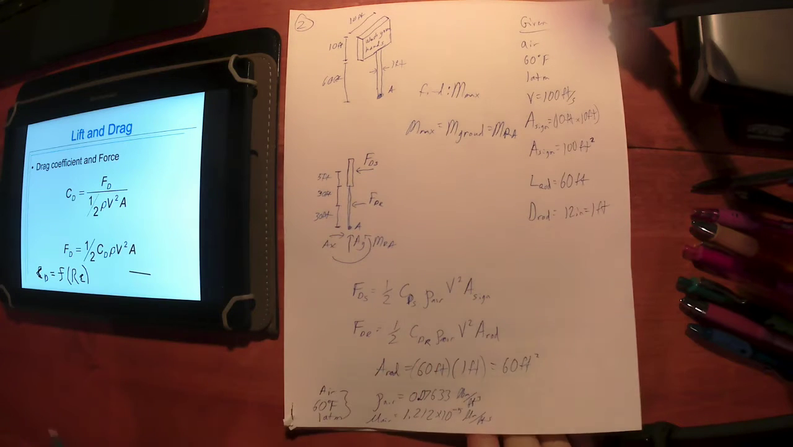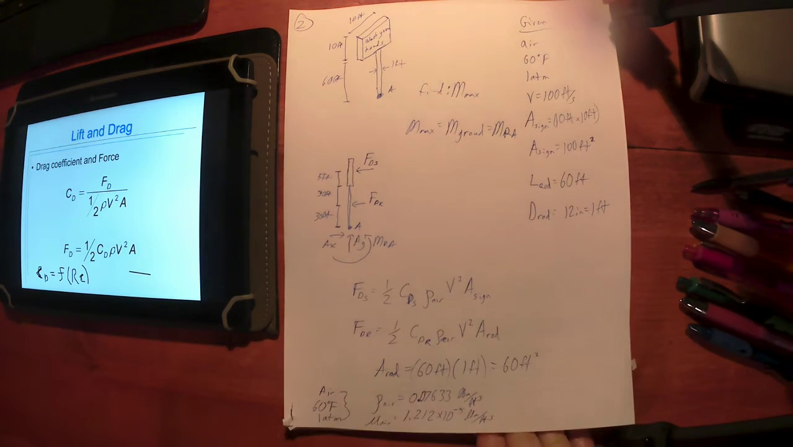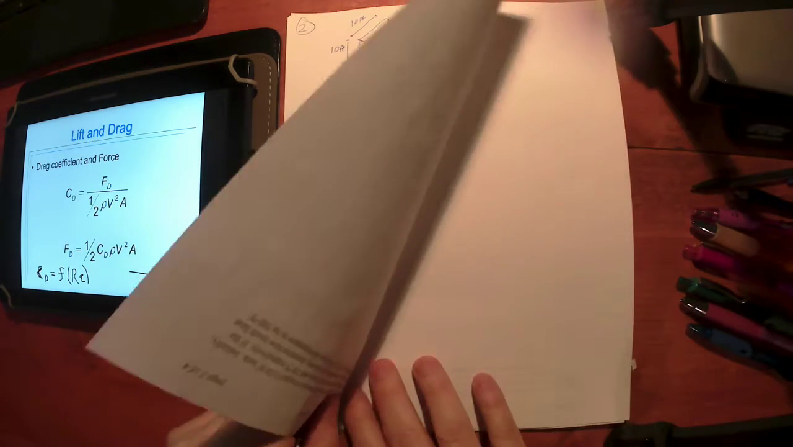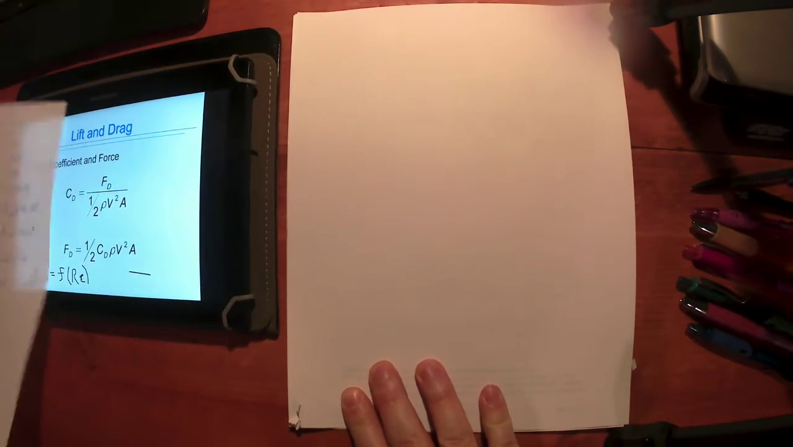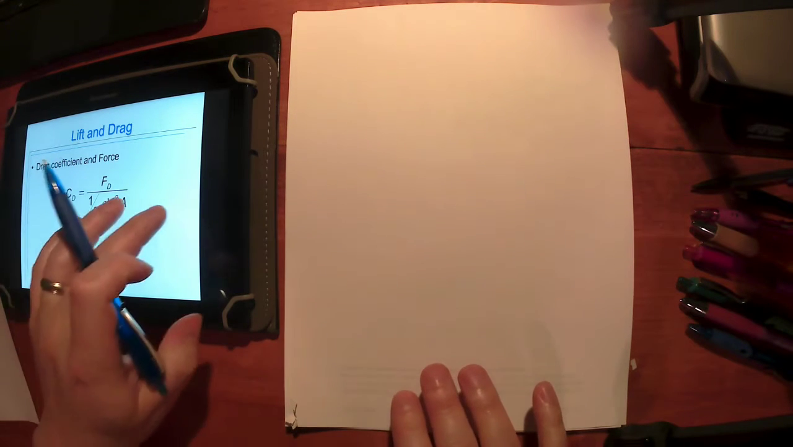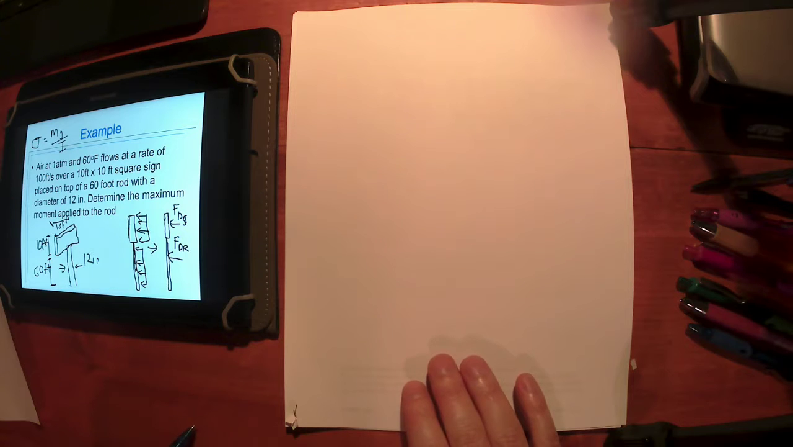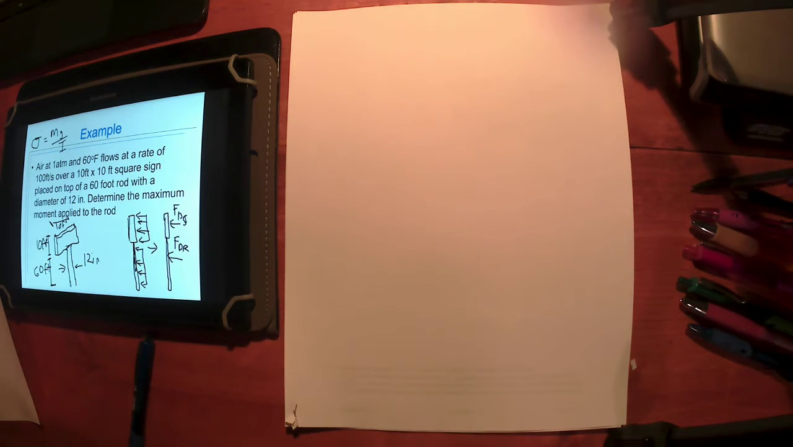All right. Okay, so I've got properties of air now. What else do I need? So I've got densities, I've got the speed, I've got the areas. I need the coefficient of drag for the sign and for the rod. And then I think we should be set. Okay? All right. So I'll set that to the side there. What else we got? So I need to go find those drag coefficients. All right. Back to the textbook.